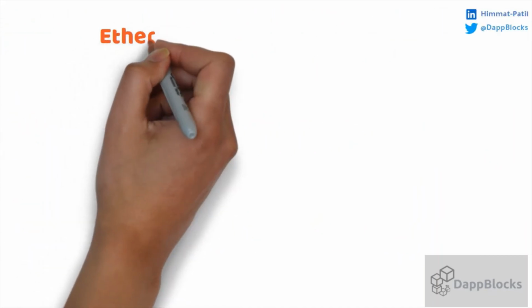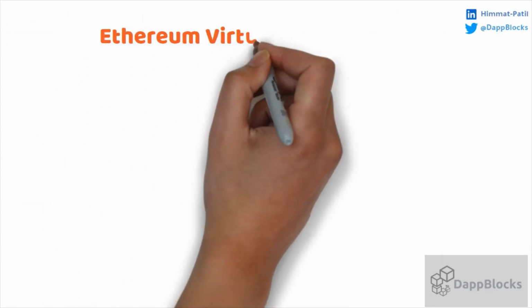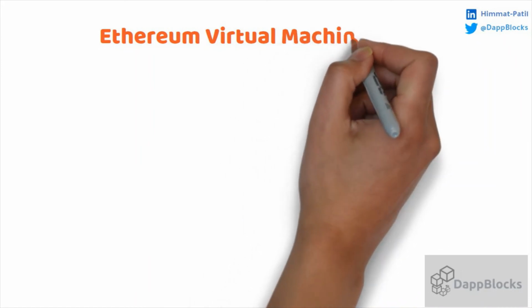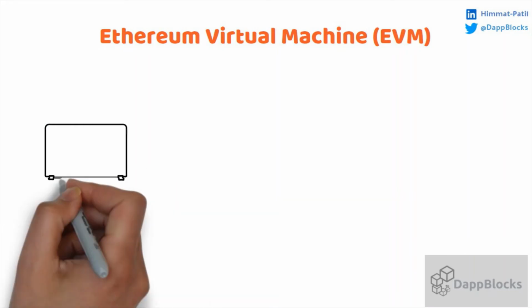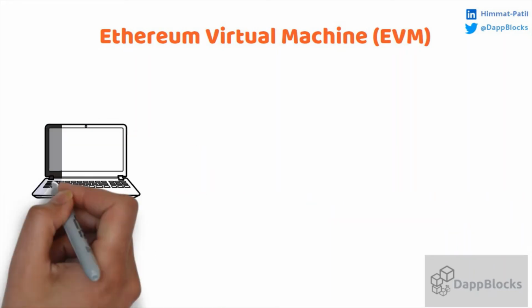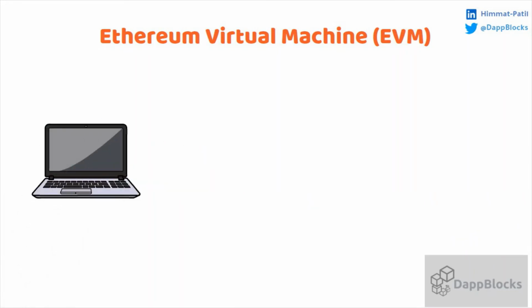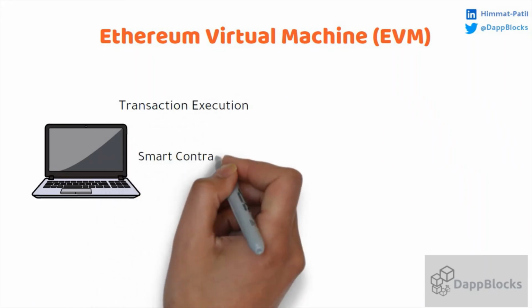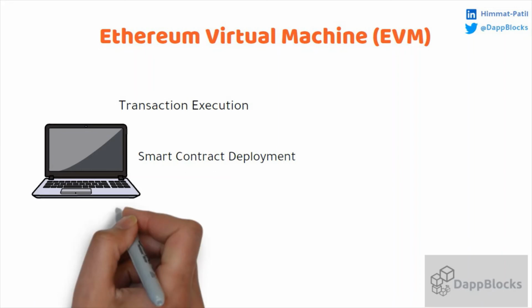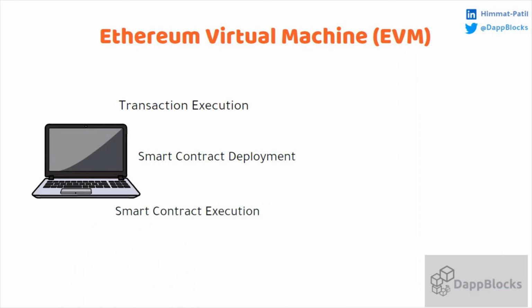Now these transactions are formed. There should be something to execute this transaction. So to execute a transaction or code called a smart contract, we have the EVM, that is the Ethereum Virtual Machine. Let's understand EVM. The Ethereum Virtual Machine is a runtime environment for executing transactions on the Ethereum network. EVM is the part of Ethereum that handles smart contract deployment and execution.